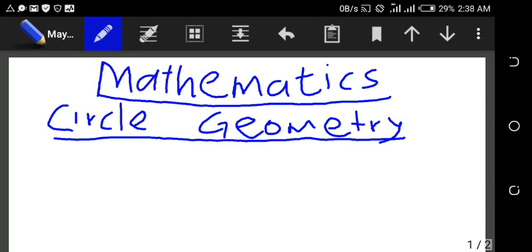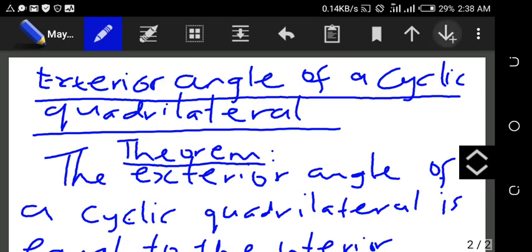And welcome to class. In this video we'll be studying circle geometry, and particularly we'll be looking at the law of the exterior angle of a cyclic quadrilateral. That's what we'll be looking at in this video. So we want to look at that theorem, the theorem of the exterior angles of a cyclic quadrilateral. So let's look at what the law states.